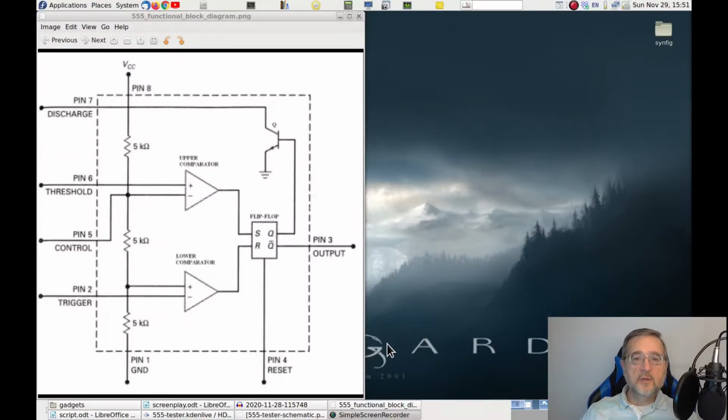Here is the functional block diagram of the 555 timer. If we want to test the correct functionality of this chip, we will need to test several aspects of it, from the two comparators in the center, to the flip-flop on the center right, the discharge transistor on the top right, and finally the three 5K resistors that provide the voltage reference for the comparators.